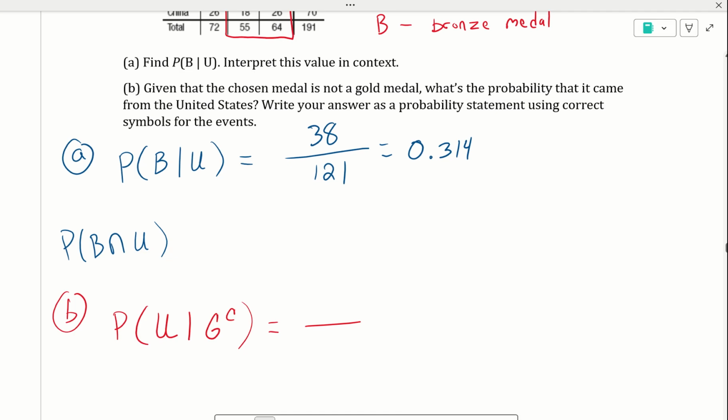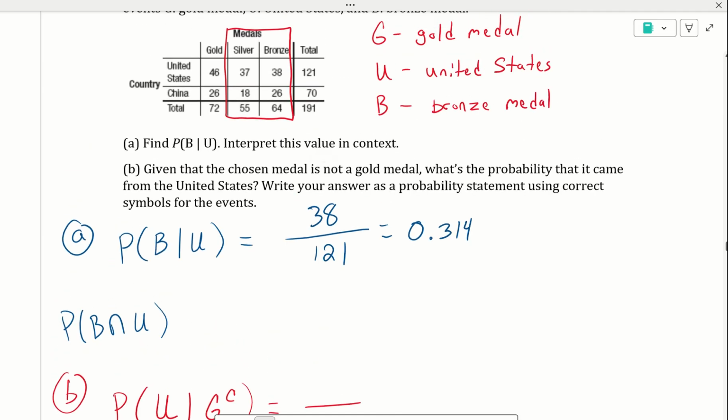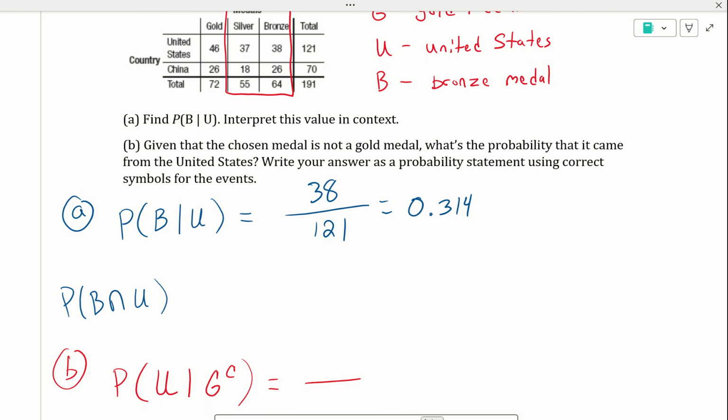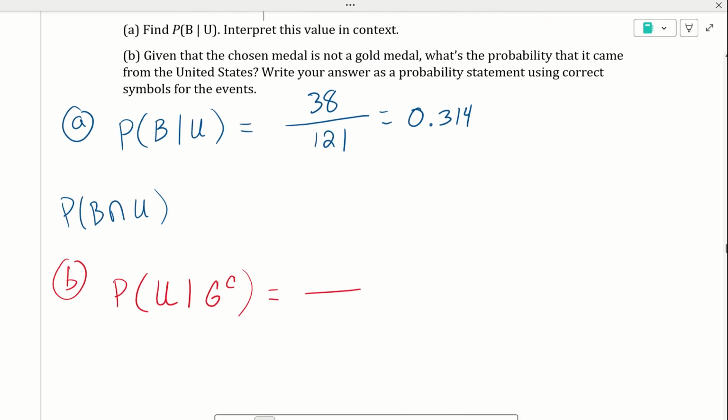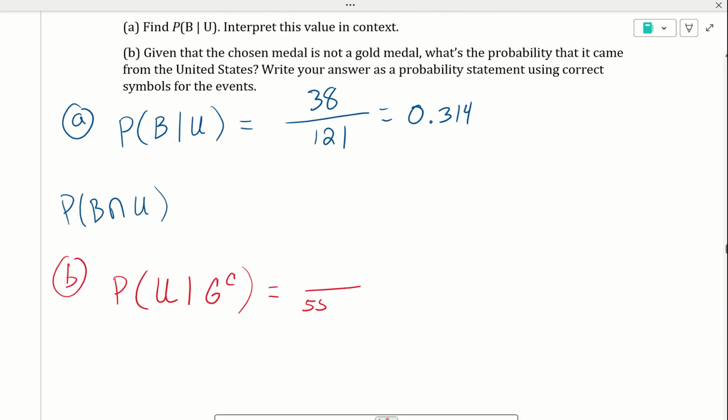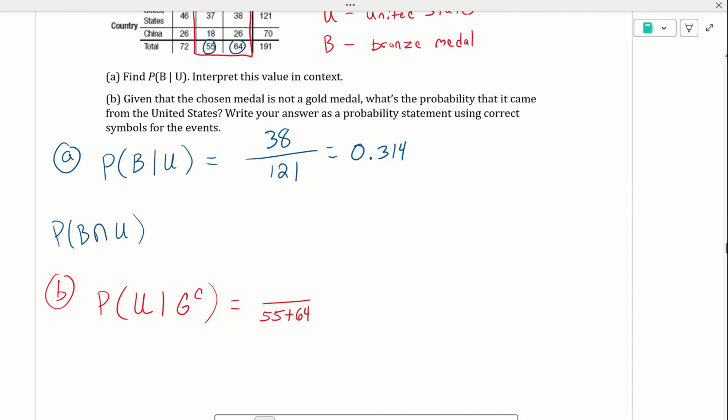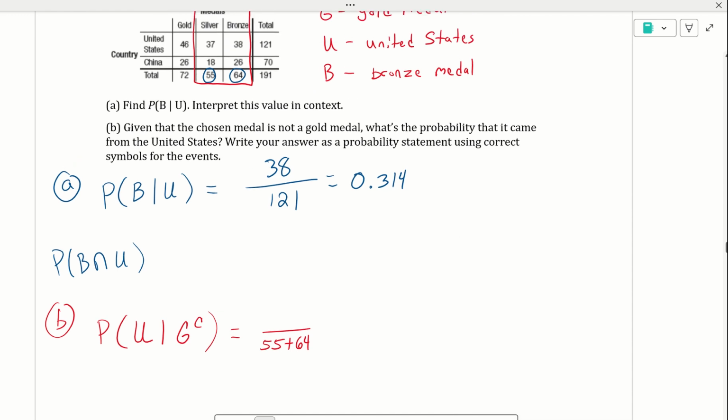So the denominator is going to be those who did not win a gold medal. Well, how many athletes total did not win a gold medal? It is 55 that won silver and 64 that won bronze. That's 55 plus 64. That's those who did not win a gold. And then the United States athletes who were in that group, that's going to be our numerator. The United States athletes, there were 37 that won silver from the United States and 38 that won bronze. 37 plus 38.